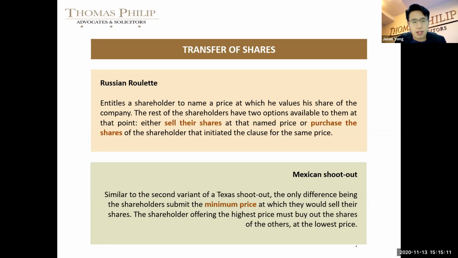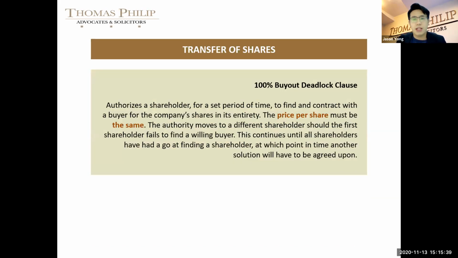Now the next one is called a Mexican Shootout, and I'm not kidding. I didn't come up with these names. This is similar to the second variant of a Texas Shootout. The only difference being that the shareholders submit the minimum price at which they would sell instead of the maximum price at which they would buy. So the shareholder offering the highest price must buy out the shares of the others, but at the lowest price. Okay. Now, the last one.